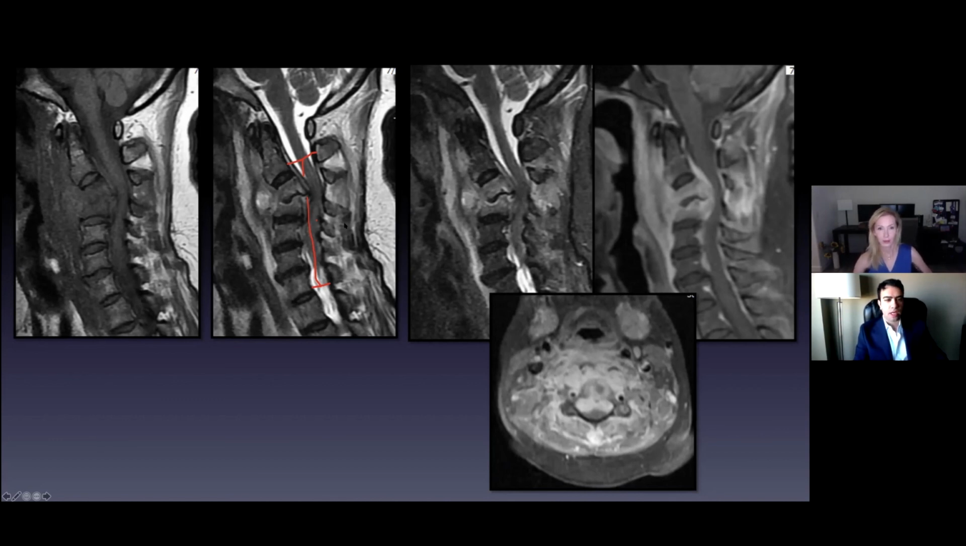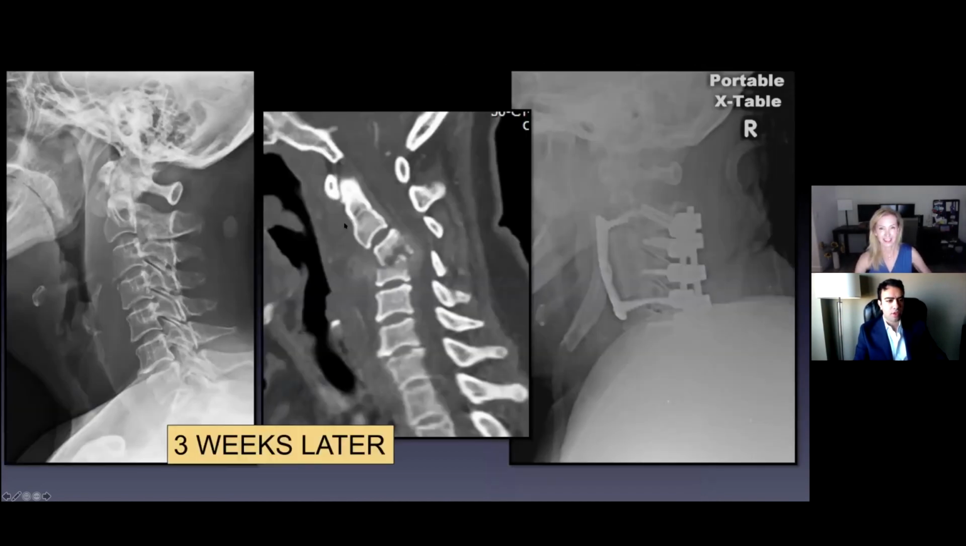I can talk more about the nuances of that, but let's keep moving. Yeah. There you go. This is perfect. Exactly. I agree 100% with the surgical decision making here. This is exactly what I would have done.